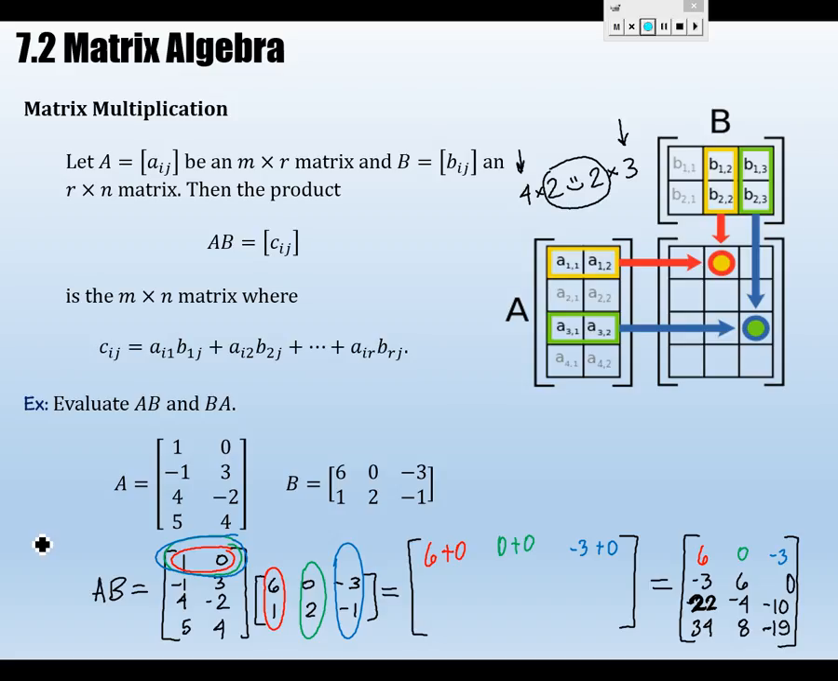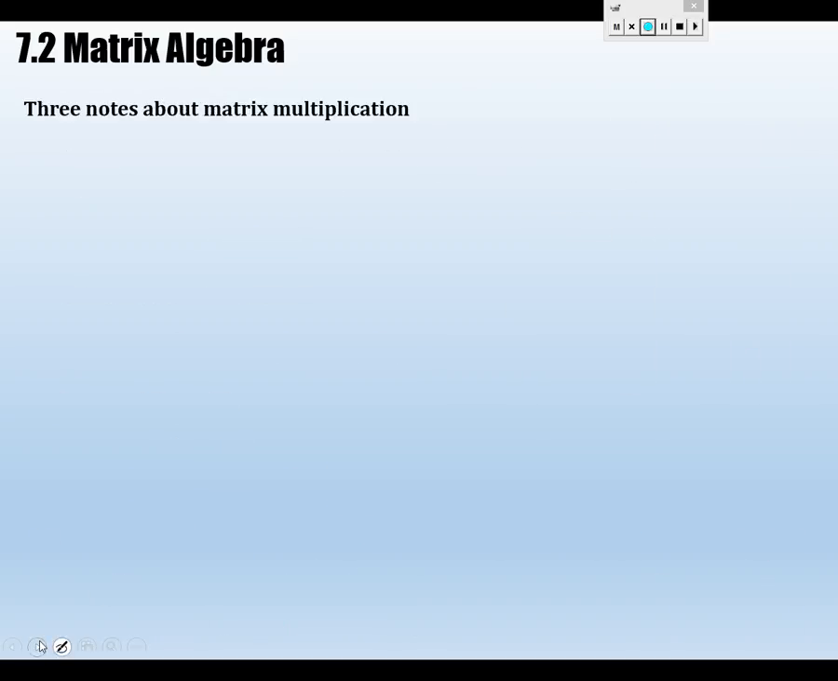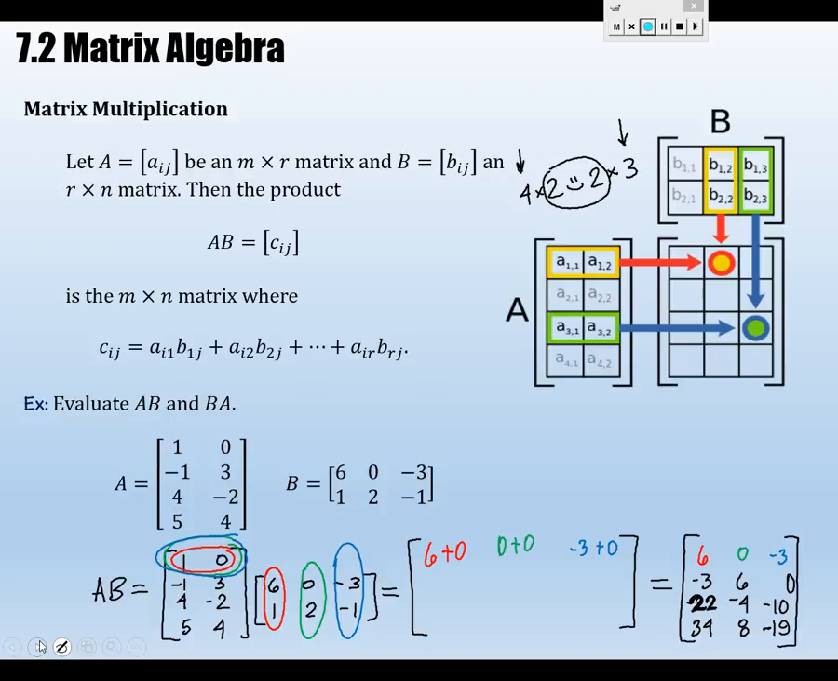Yes? Okay. Now you know how to multiply matrices. Let's make a couple notes about this process. Oh, wait, hold up. There was something else we were supposed to do. We're also supposed to do BA, right?